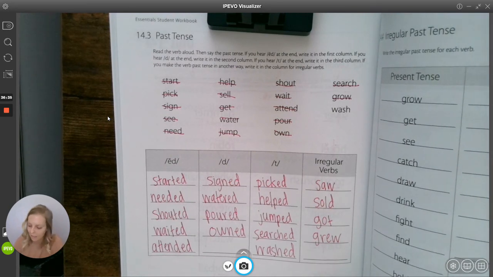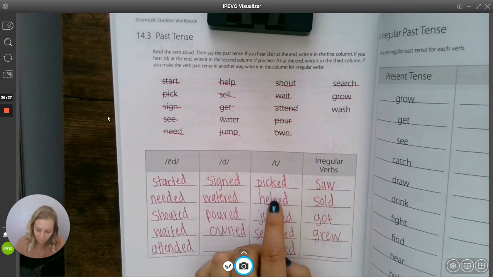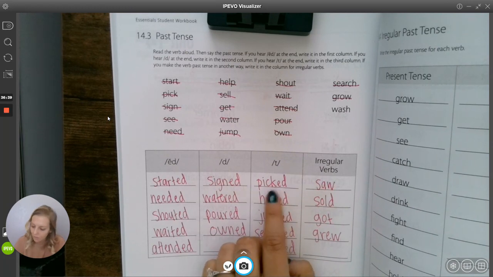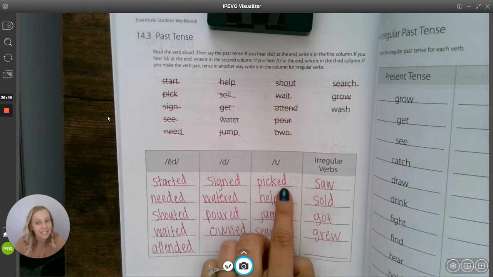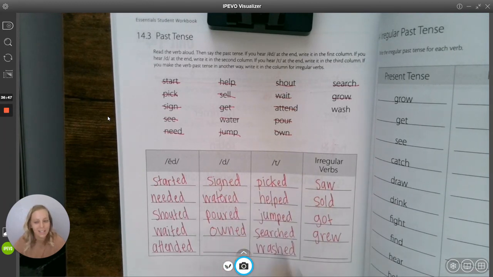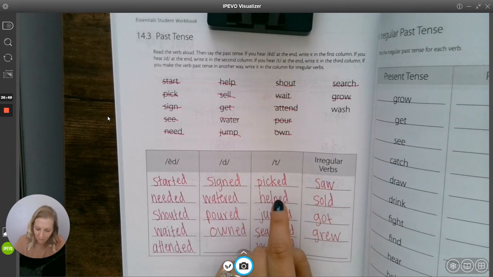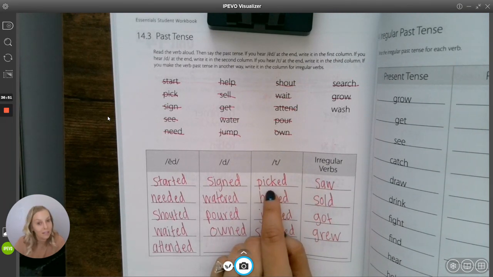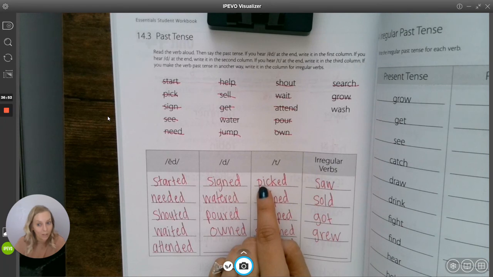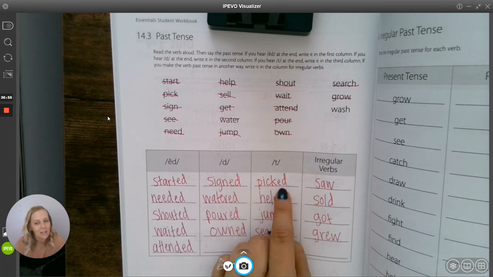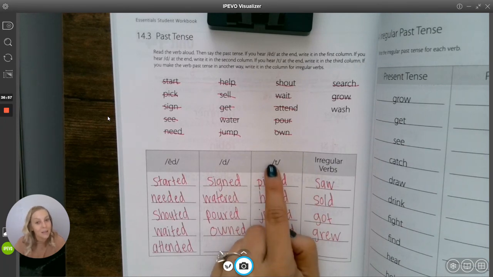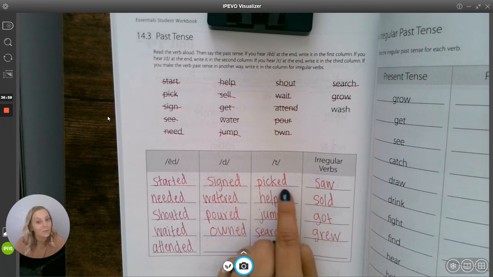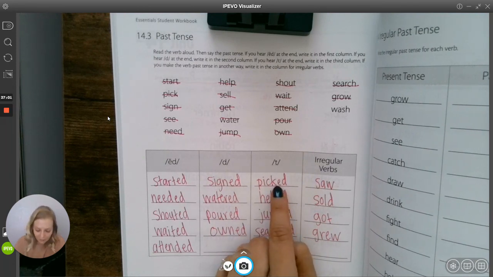And looking at the third column, how many syllables are in the word pick? Just one. And how about picked? Also one syllable. How many vowels are in picked? One. And why is ed not a vowel here? Because it's making a t sound. We don't hear the E. Very good.